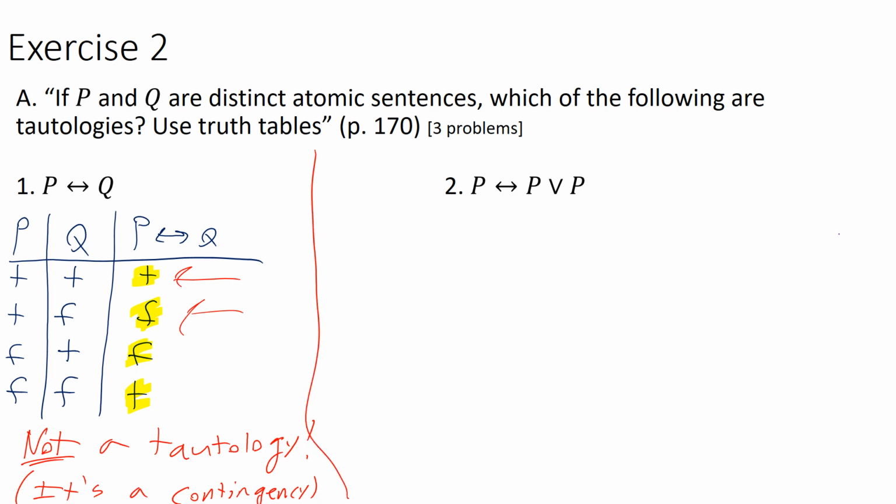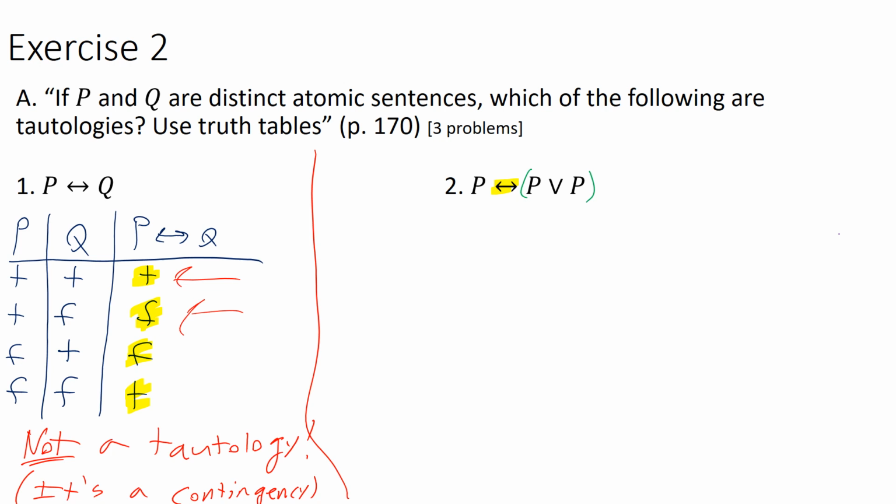Anyway, let's do number 2. P if and only if P or P. Now, if you remember, this sentential connective by default will be dominant. So if we were going to put parentheses there, we put them here with P or P. Do you think it'll be a tautology or a contradiction or a contingency?